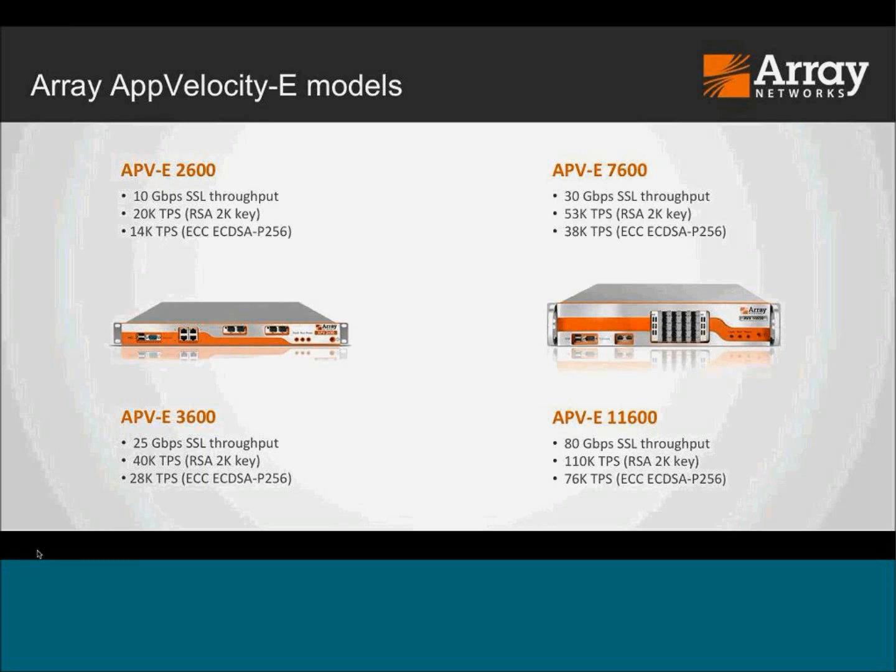But we have a product even higher than that. If you look at the 11600, which compares favorably to a higher-end F5, on this one we go all the way up to 76,000 ECC SSL transactions per second. So, a strong product line from the low end through the mid through to the high end.